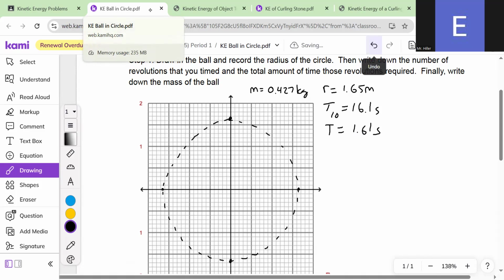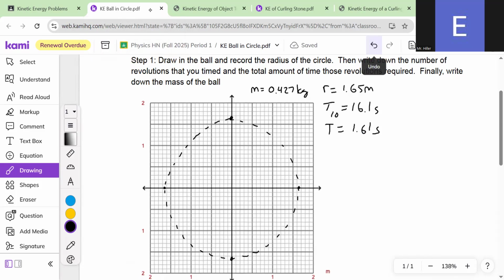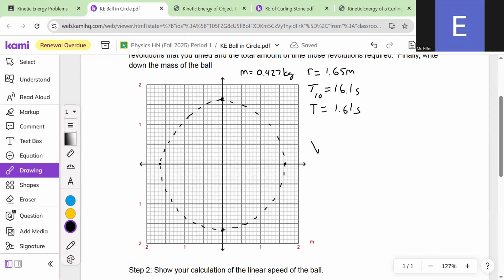Okay, now, how do we get the speed of an object going in a circle? Well, if you remember, speed is distance over time. The distance around the circle is the circumference, 2 pi times the radius. The time once around the circle is the period. We just measured that. Okay, so let's go ahead and calculate. We're going to go 2 pi times your radius, 1.65 meters, divided by whatever your period is.